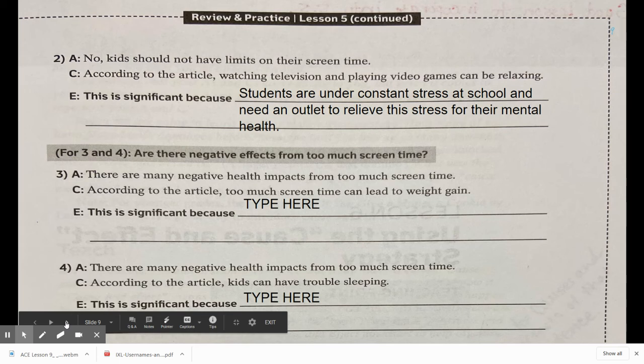Great. Now that you've done that, let's practice it another time. Your A for number 4 says there are many negative health impacts from too much screen time. So you have the same A, but you have different evidence now. You have the evidence. According to the article, kids can have trouble sleeping. So now you have to tie together how having trouble sleeping means that they should have less screen time. Go ahead and ace your response with the elaboration and the sentence starter. This is significant because.